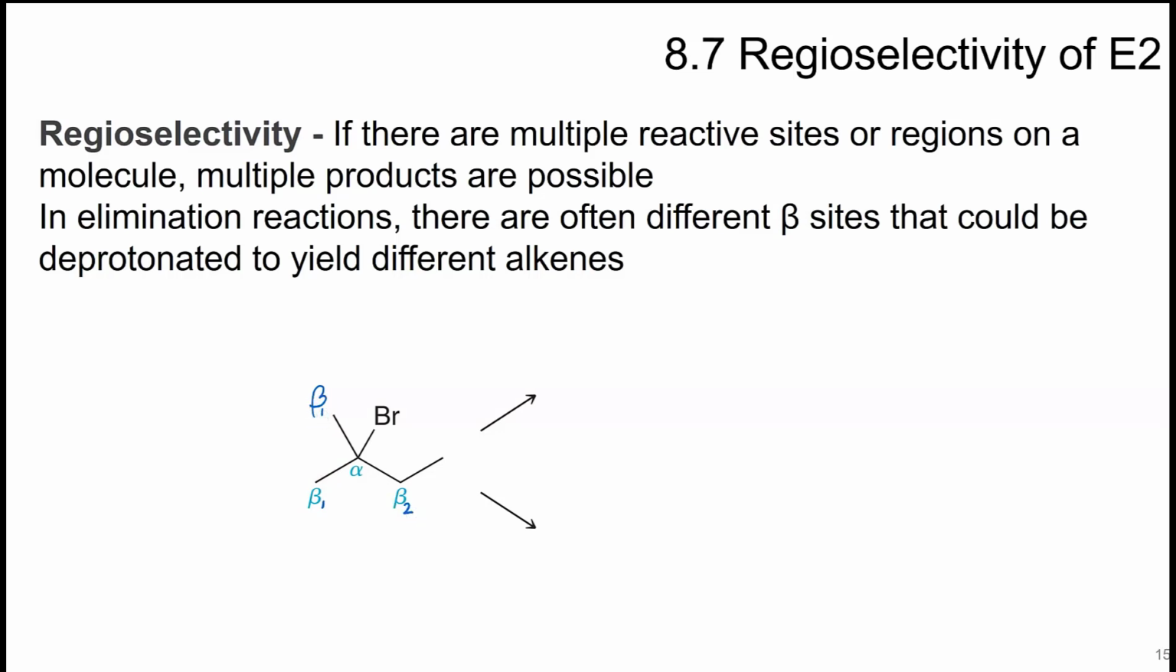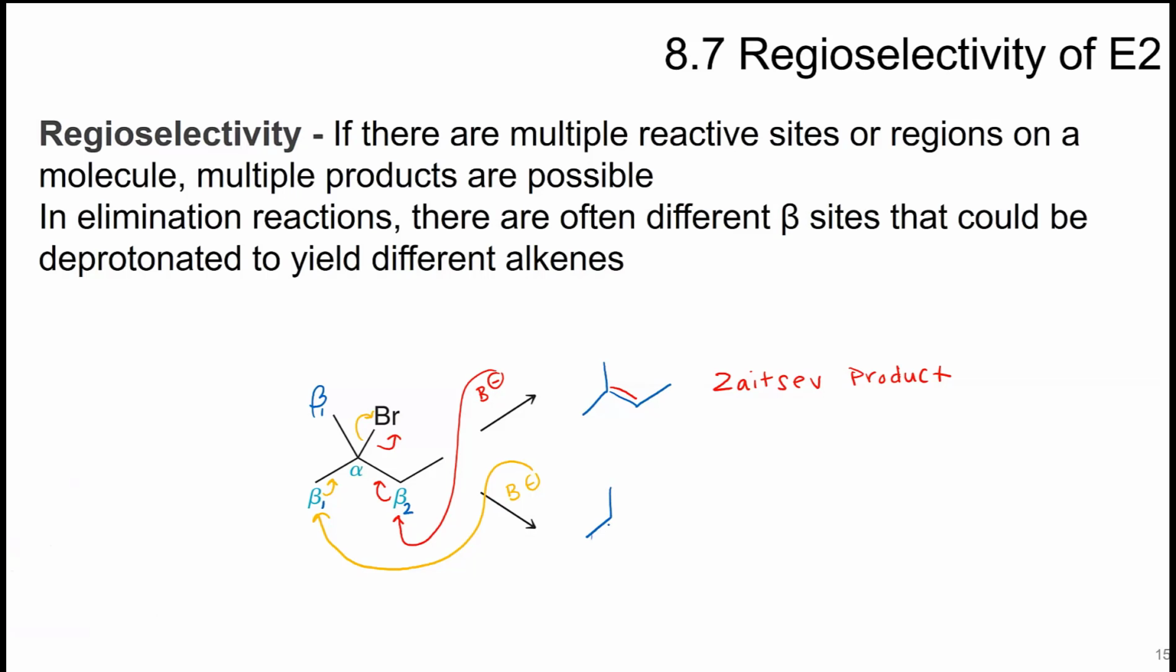If I do a reaction in which I extract B2, I have a base, and it's going to grab the H from the B2. Those electrons come in here and kick that off. I will get a double bond here. This is called the Zaitsev product. If I have a base here and I pull off beta 1, those electrons go into here, and that kicks the bromine off. And the double bond forms here. This is the Hofmann product.